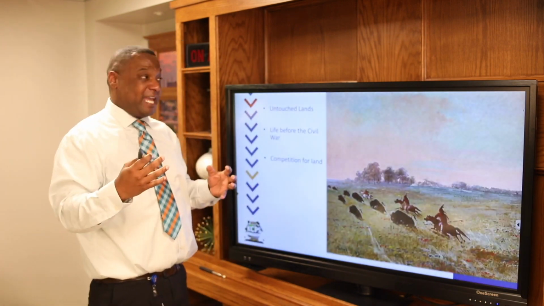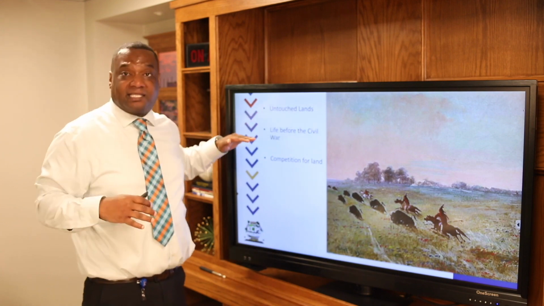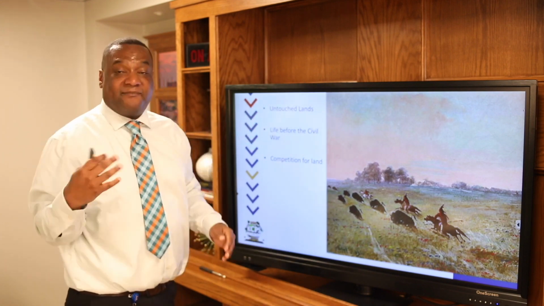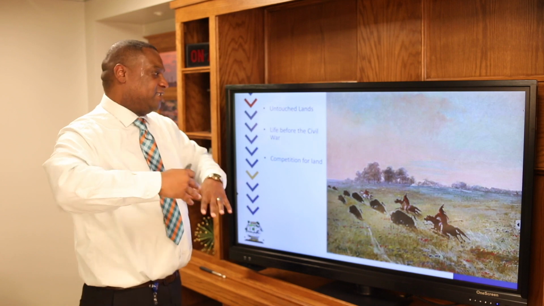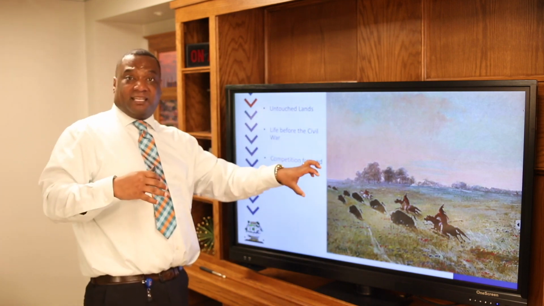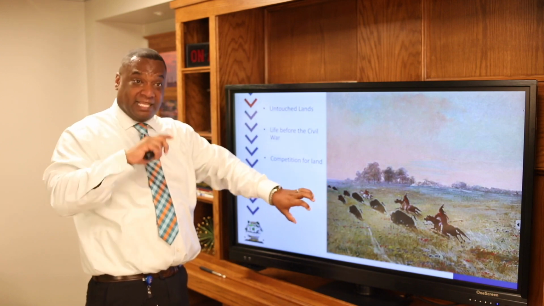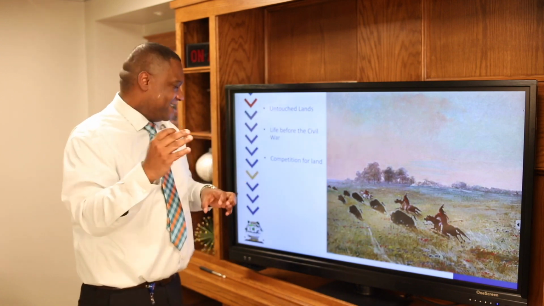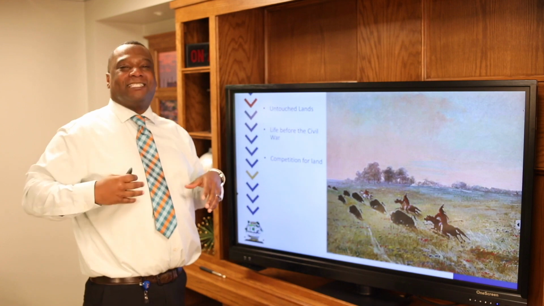Again, before the railroads hit, these lands were untouched. These Native American populations lived on it for years, right? Life after the Civil War changed the life of Native Americans in the plains because people started migrating to these areas. And this led to competition for land.